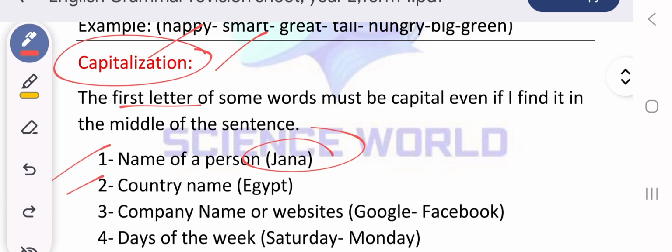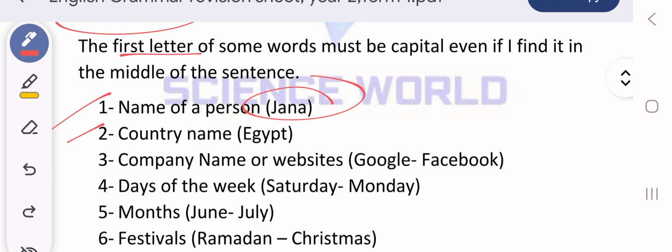Why they are capital, teacher? Because they are special. But teacher, there are a lot of girls called Jana, but they don't have the same fingerprint, they don't have the same family, they don't have the same thoughts, the same school. So Jana is special, you are special. Egypt, it's only one country named Egypt, so E will be uppercase. The websites like Google and Facebook, it will be uppercase. Days of the weeks like Saturday and Monday, they will be uppercase or capital.